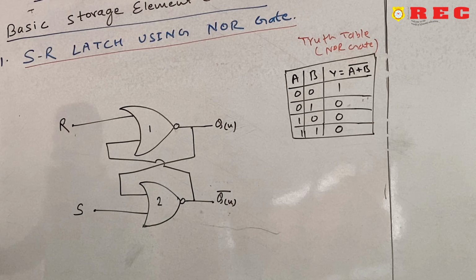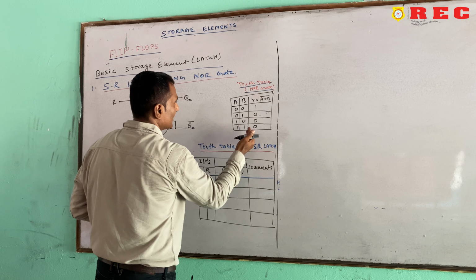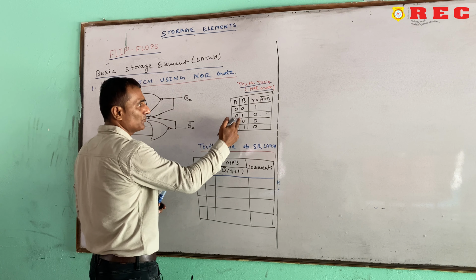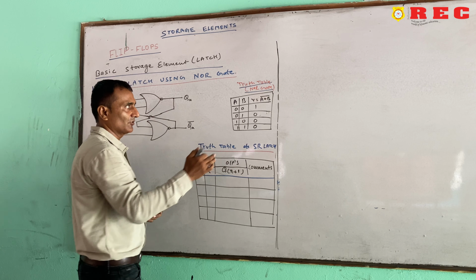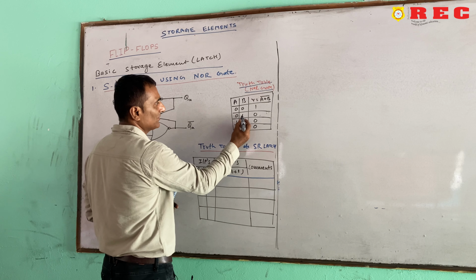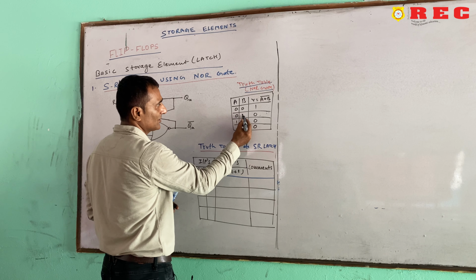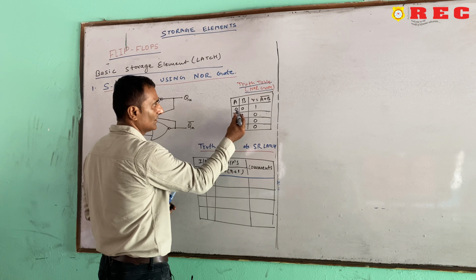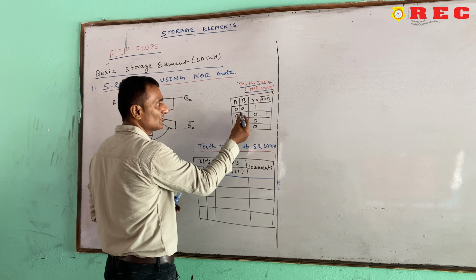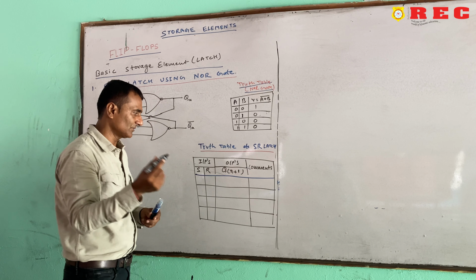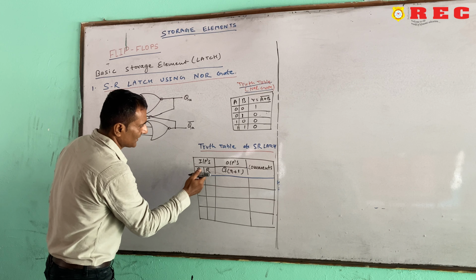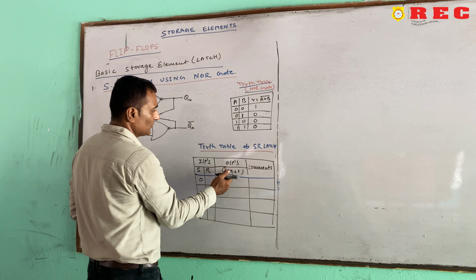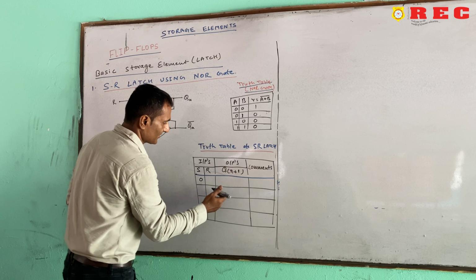Now, you already know the truth table of NOR gate. If any one input is 1, the output is 0. By the logic of this truth table, what will we get? If any one input is 1, the output is 0. If both inputs are 0, then only the output is 1. So, here the inputs are S and R and the output is Qn plus 1, that is the next state.